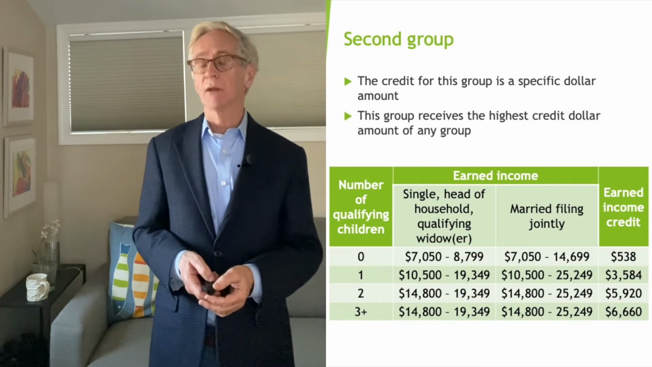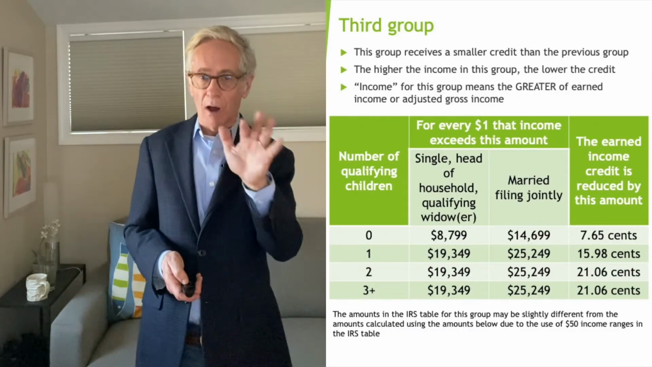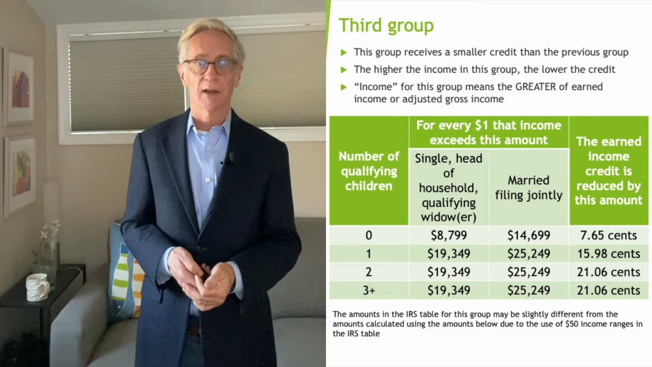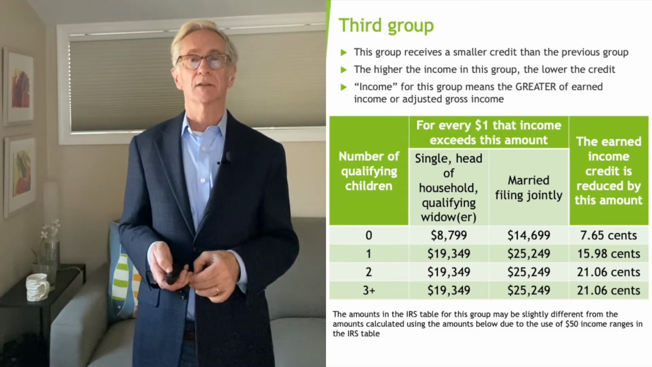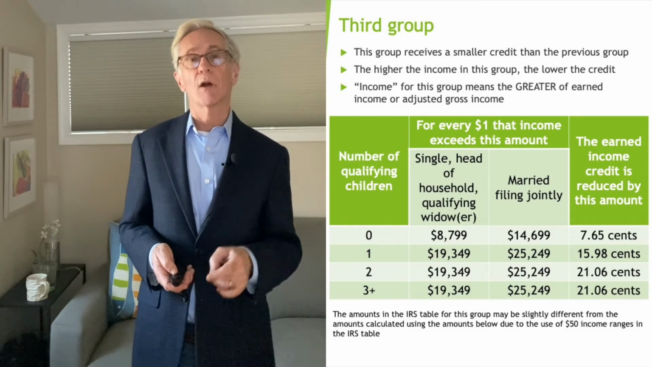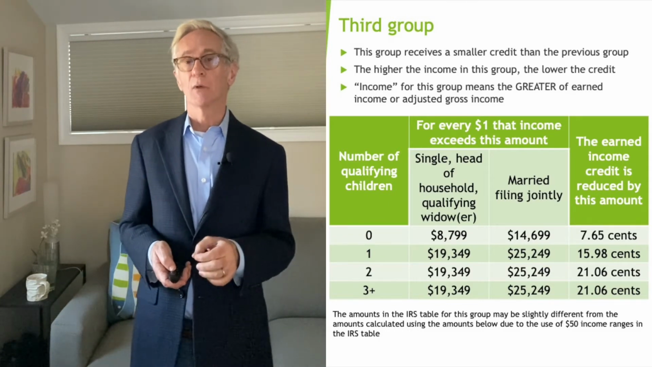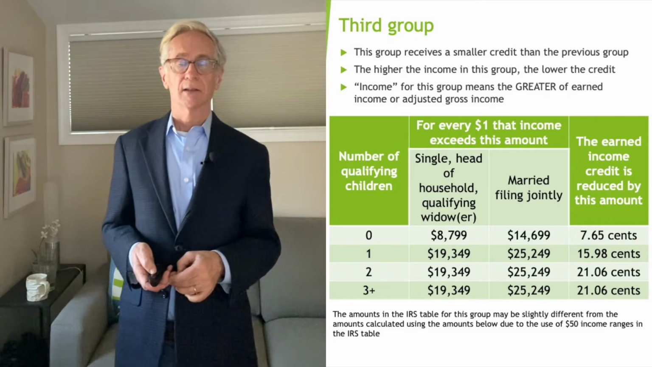The third group is really complicated. I'm going to apologize in advance that it's so complicated. This group receives a smaller credit than the previous group. This is the group where the higher the income in this group, the lower the credit.